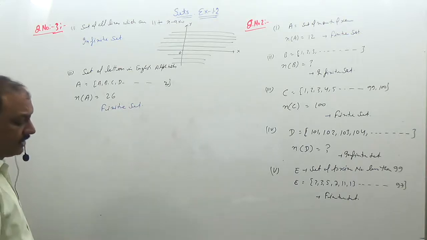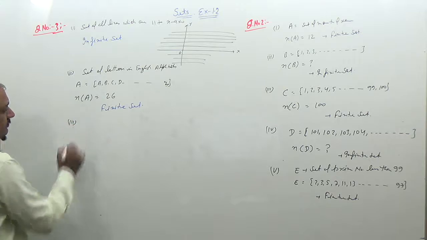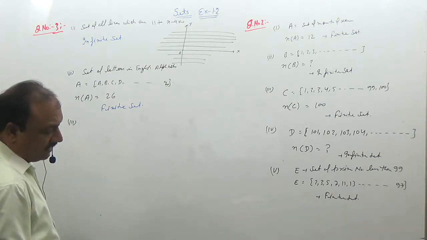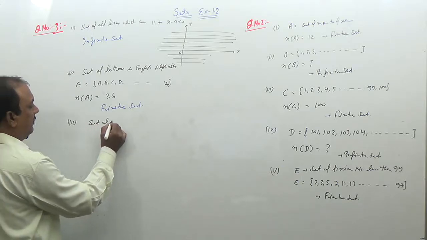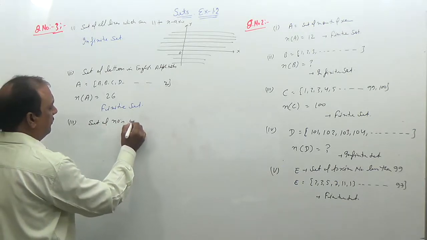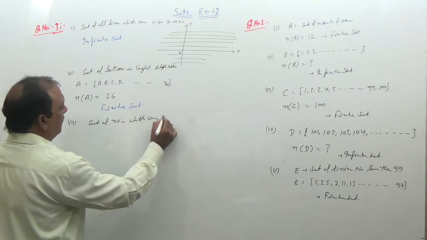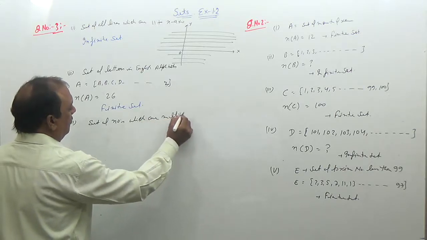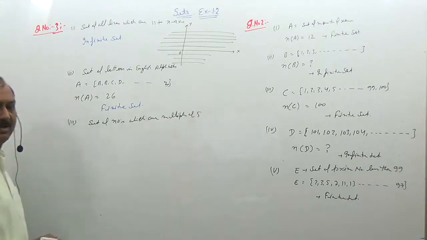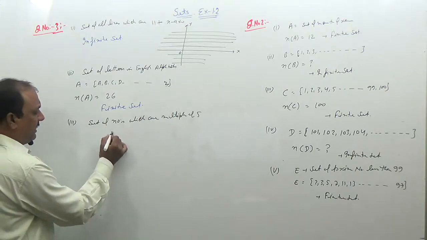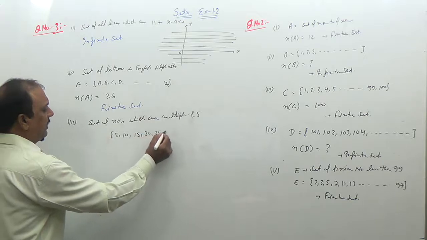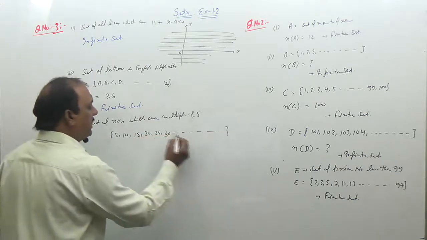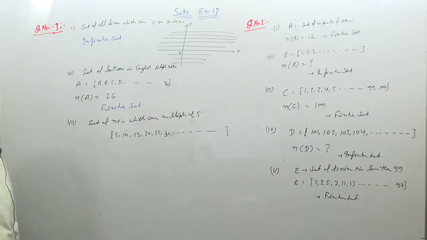Next is third part: set of numbers which are multiples of 5. So this set contains 5, 10, 15, 20, 25, 30. So there is a large number of elements, as the numbers which are multiples of 5.